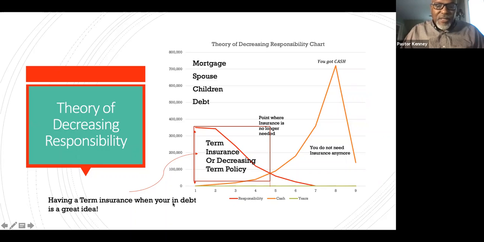But having term when you're in debt makes a lot of sense. But as you get older, if you start investing, you don't really need insurance your whole life. So the insurance industry, in my opinion, lies to people. They tell you that you need a whole life policy. And of course, there's different types, and we'll talk about that a little bit later.